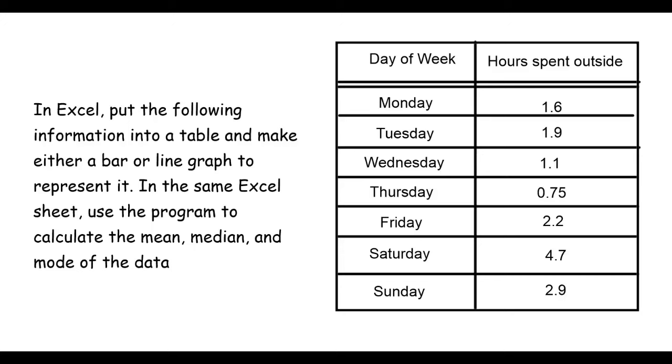And so for your actual homework tonight, what I'm going to ask you to do is take the data into the table on the right. If you're going to put it into Excel, you're going to use that data and the format of the table, however you decide to do it, to create either a bar or a line graph. Be prepared to defend why you chose a bar or a line graph, depending on what you do choose. And then in that same Excel sheet, you're going to use the Excel program to calculate the mean, median, and mode of the data that you see.